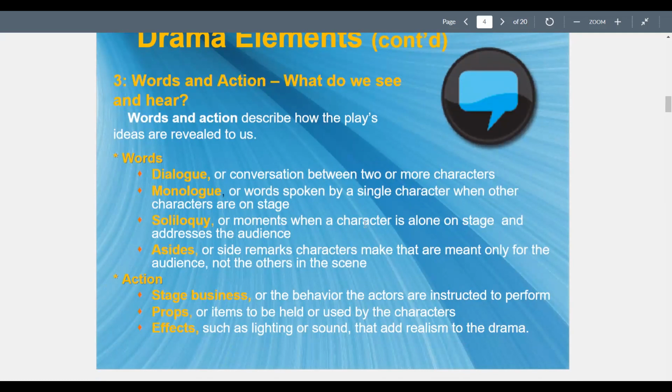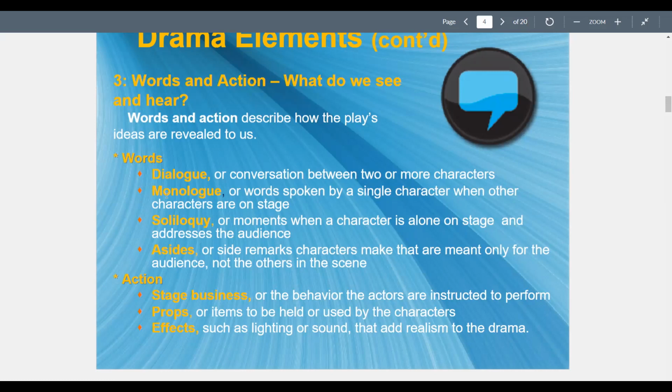We don't get descriptions of what the characters are doing as much with a play, especially in written format, because they're meant to be viewed. But to read them, you have dialogues, which are conversations between 2 or more characters. Monologues are words spoken by a single character when other characters are on the stage.